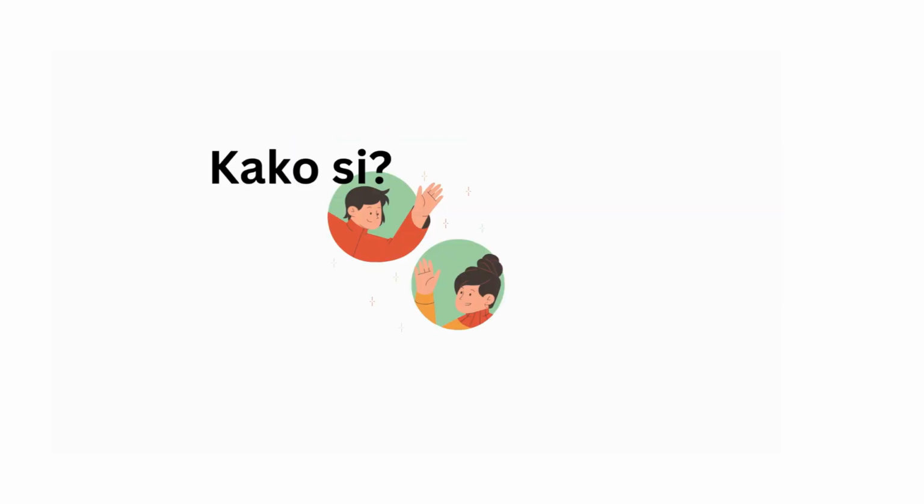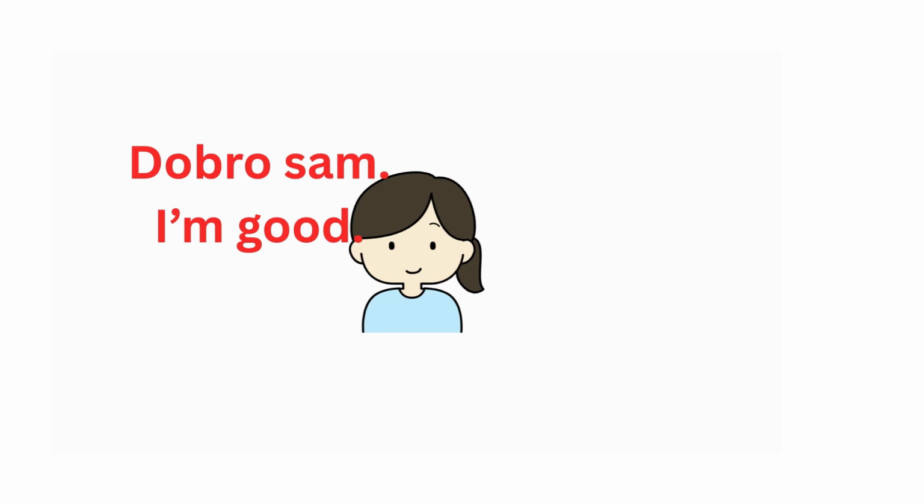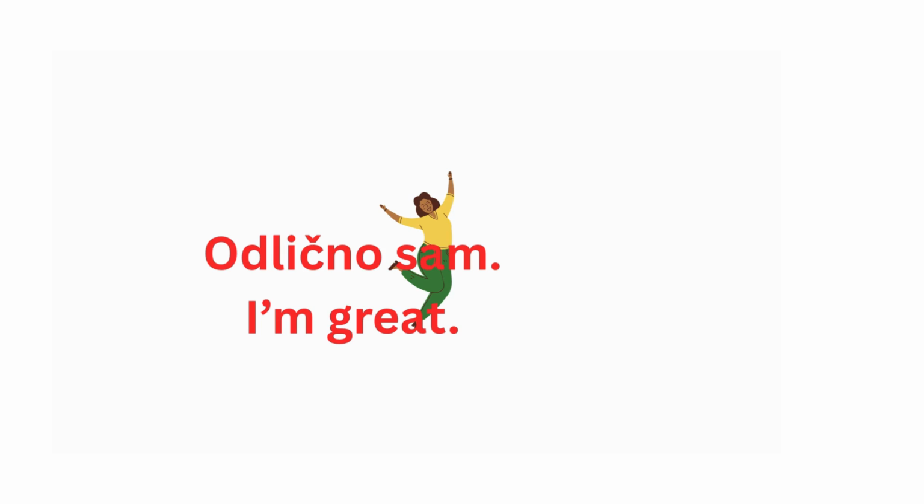Kako, how, kako. Kako si? How are you? Kako si? Dobro sam. I'm good, I'm well. If you want to say something different, you could say odlično sam. I'm great.